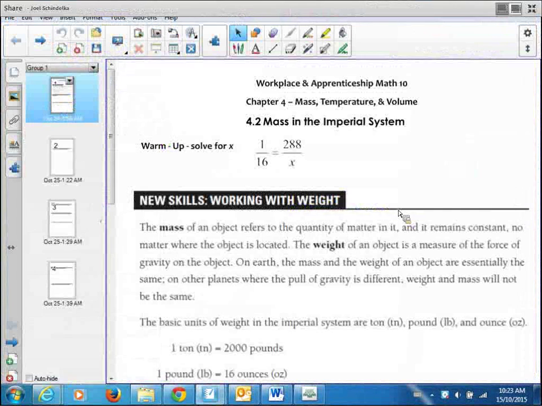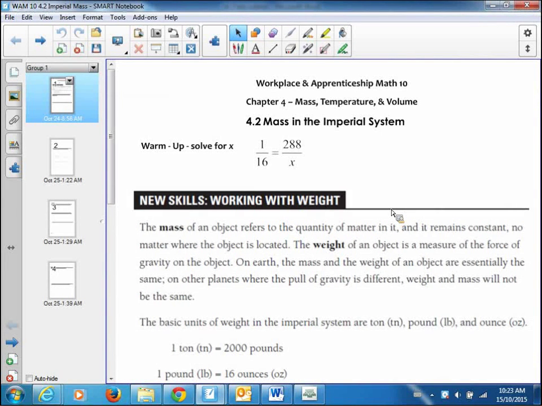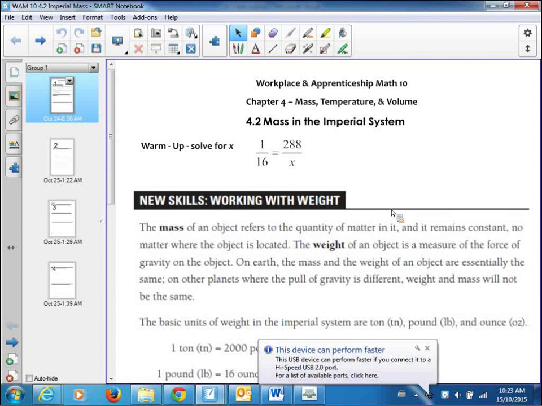And here we go. Except that I'm not recording, or I mean, I don't have the thing up on the board here. So imperial mass in the metric system, you know how to solve for x, right? With that first thing, the very top.